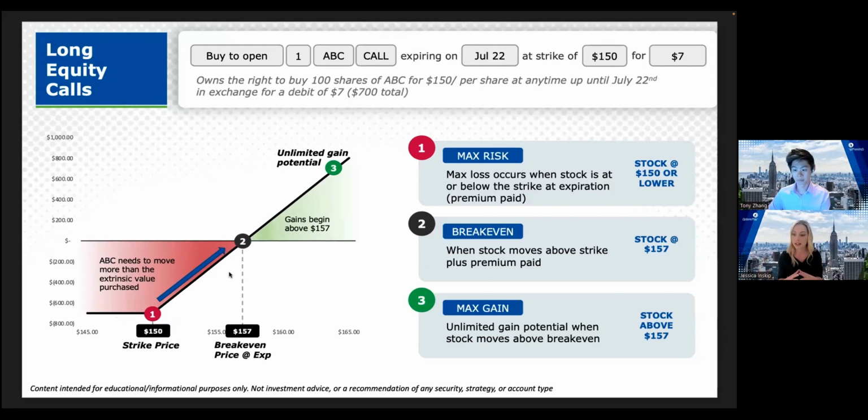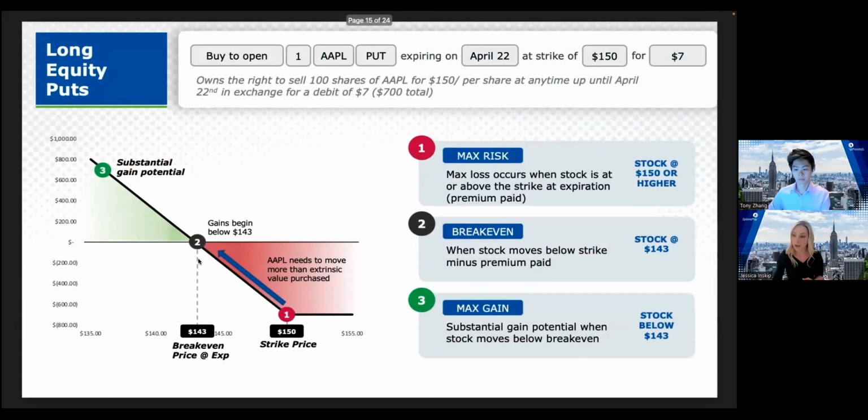What's important to see from this is you still retain unlimited gain potential, but you have an option, which means you have an expiration date, which means you have a decaying asset, and that's something you have to take into account. Long equity puts are just the opposite. It contains the right to sell, so it has substantial gain potential because the stock can only go to zero. So you profit as the stock goes down, because you have the right to sell at a specified price.